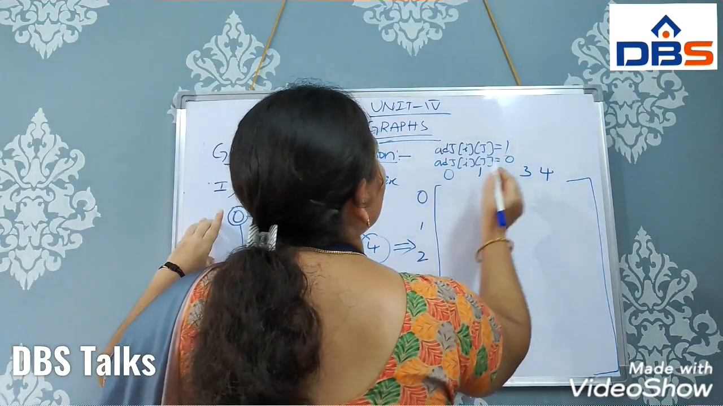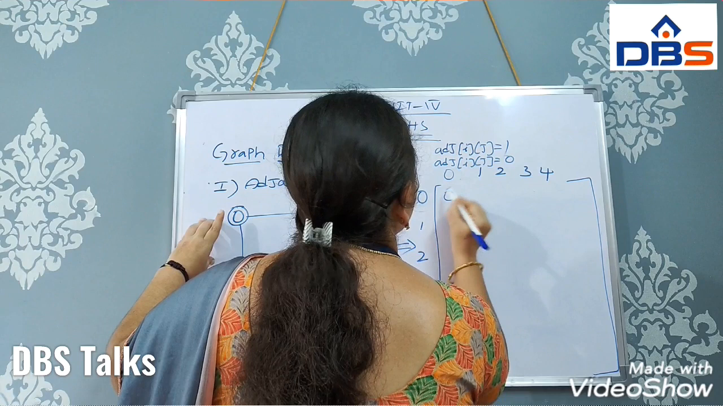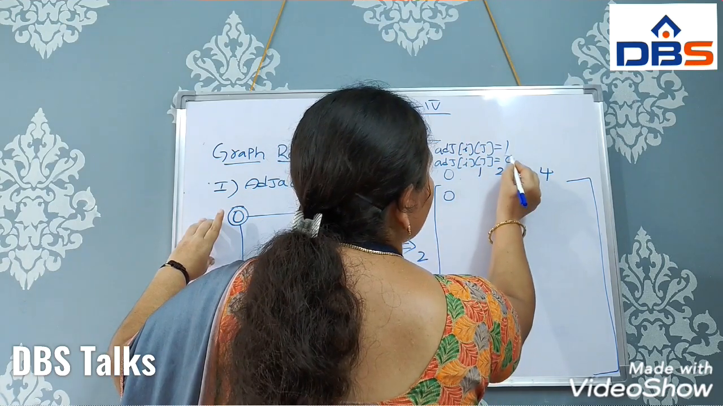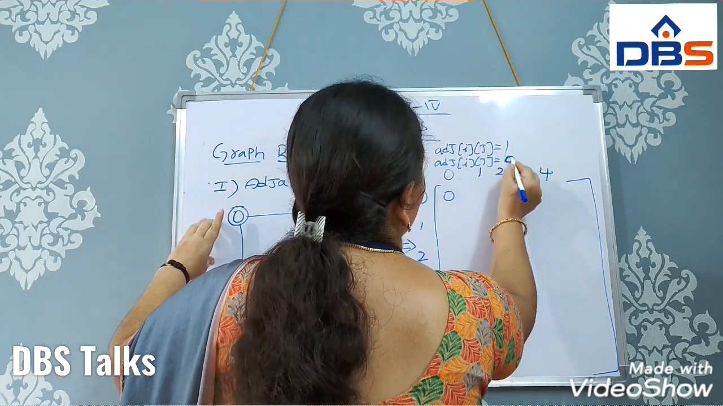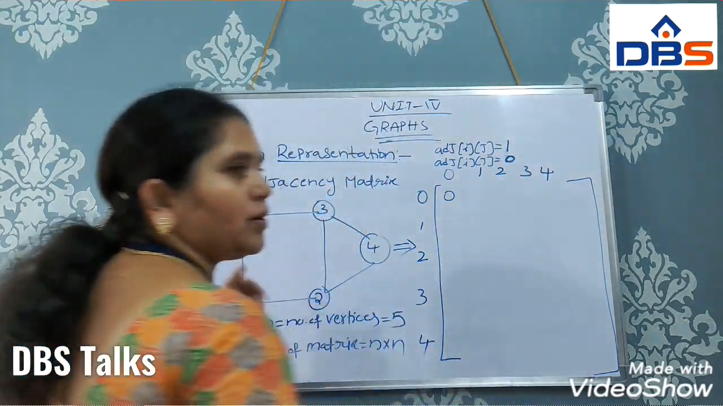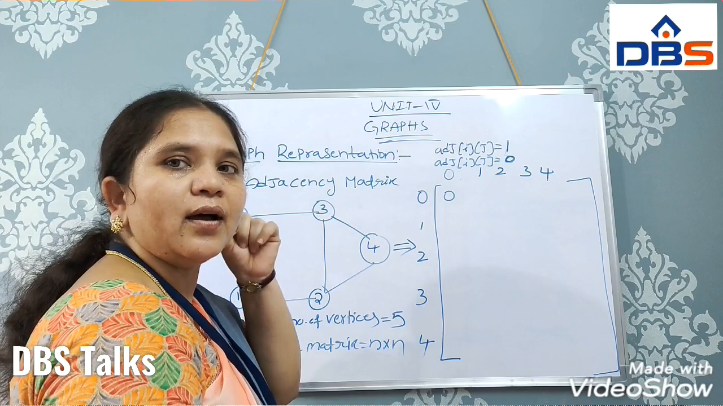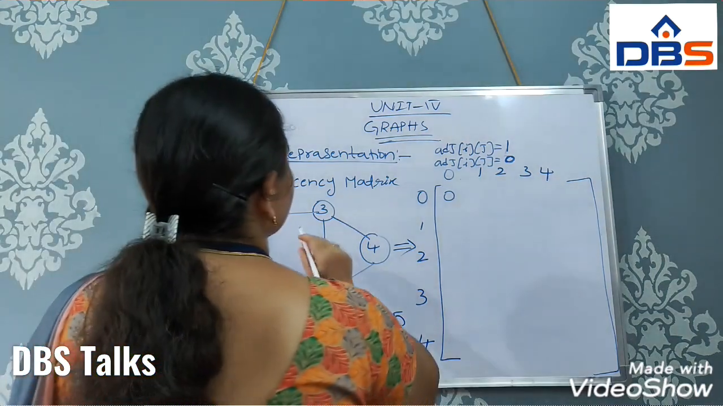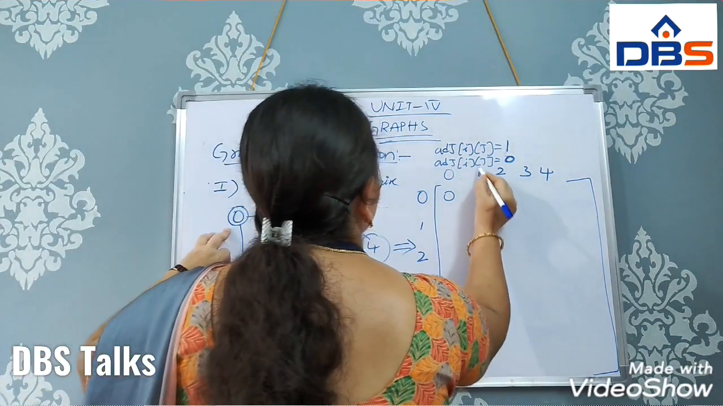That's why we need to mention 0. There is a connection. There is no connection. We need to represent it with the 0. Boolean values we are using. What are the Boolean values? 0 and 1. 0 means what? False. 1 means what? True.